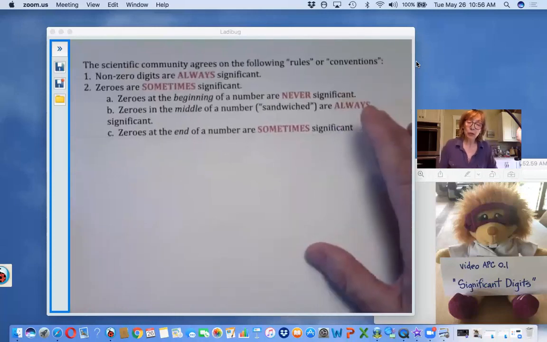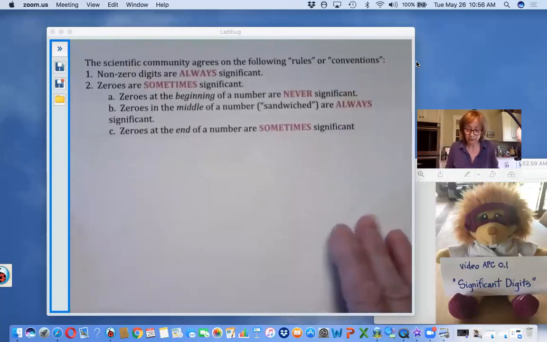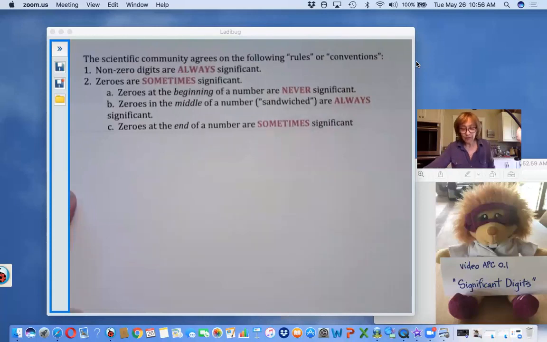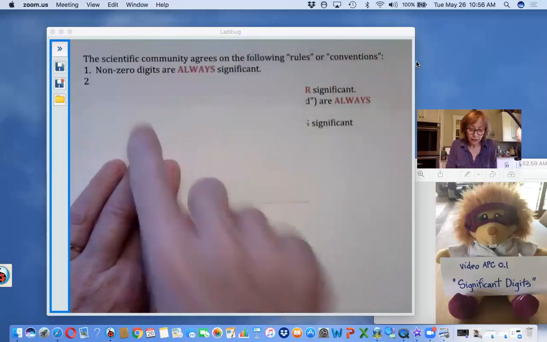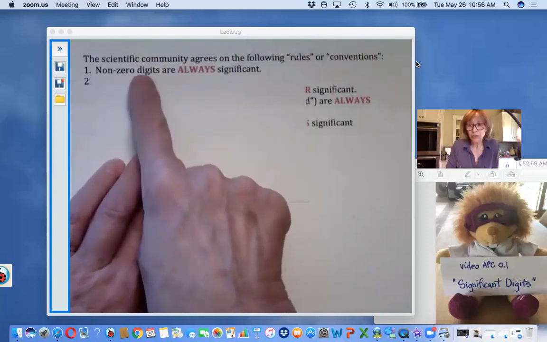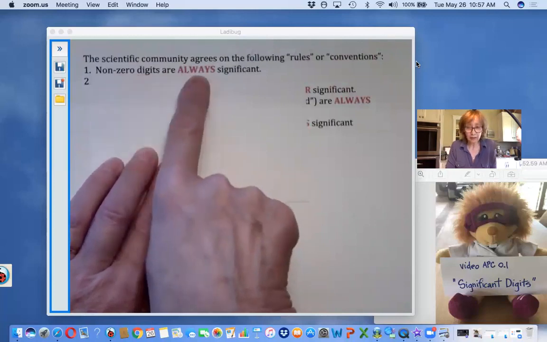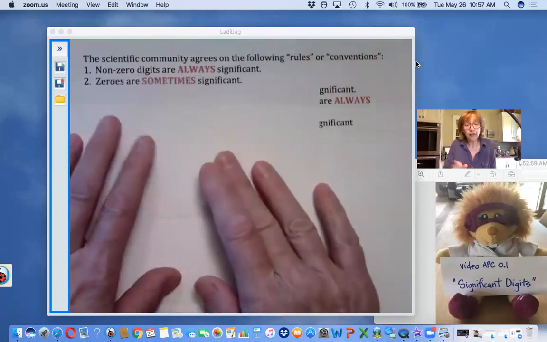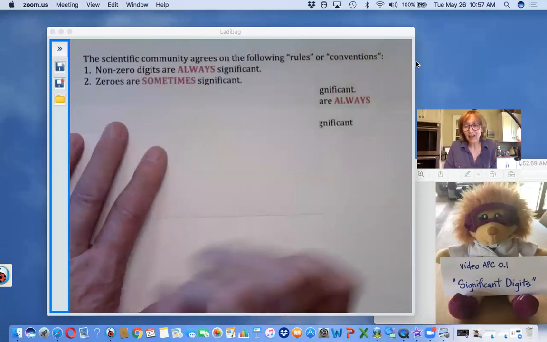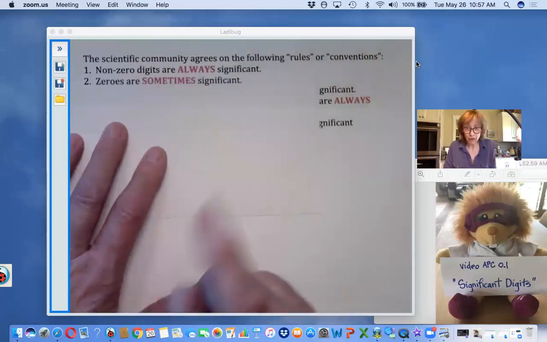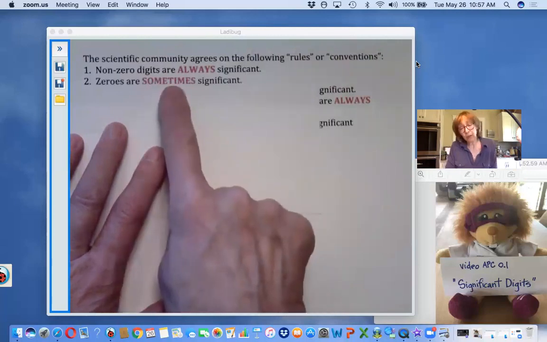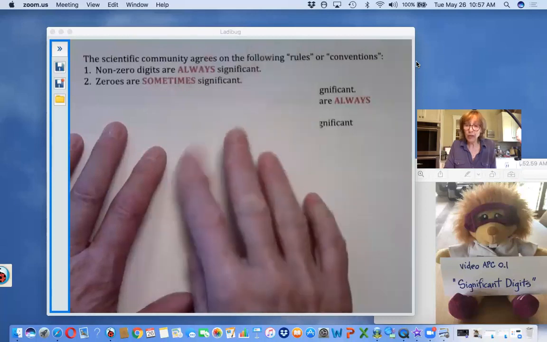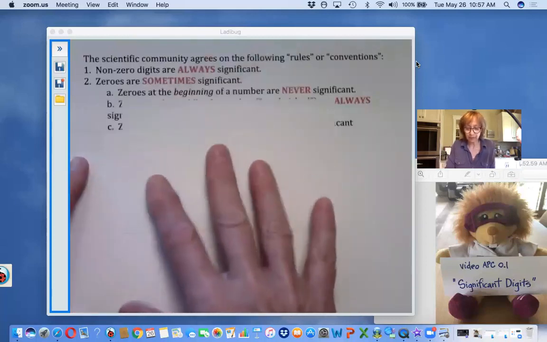All right, so these significant digits are very important in the scientific world, and the scientific community has come up with some agreed upon rules or conventions. The first rule tells us that any measurement that includes non-zero digits, I mean 1, 2, 3, 4, 5, 6, 7, 8, 9, those digits are always significant. The zeros, however, give us a little bit of confusion. Zeros are sometimes significant, sometimes yes, sometimes no. So we have 3 guidelines to help us.